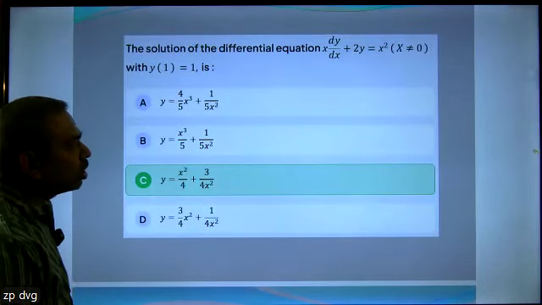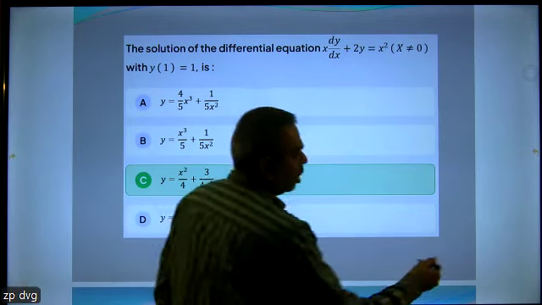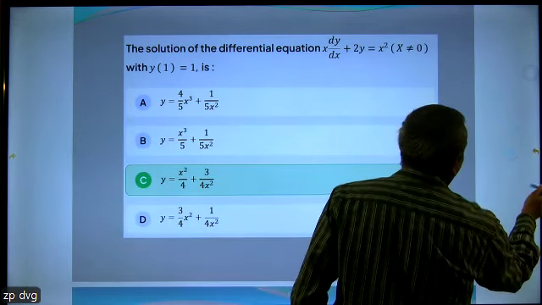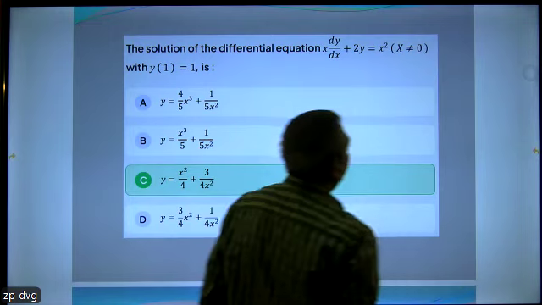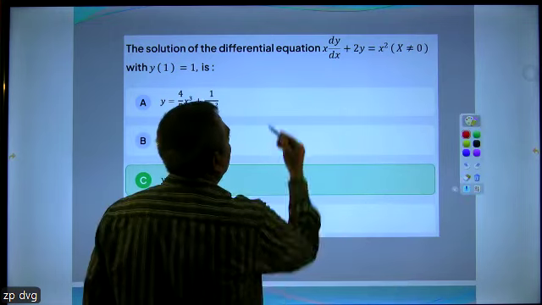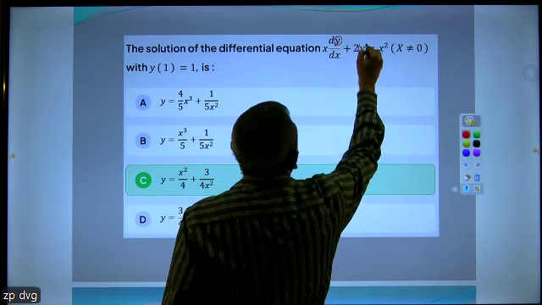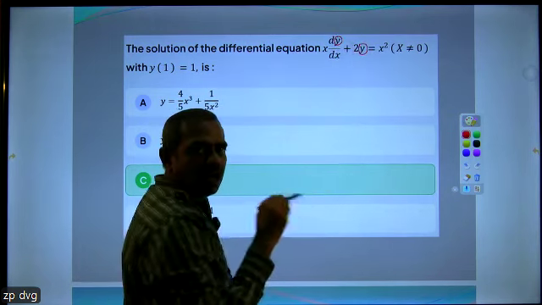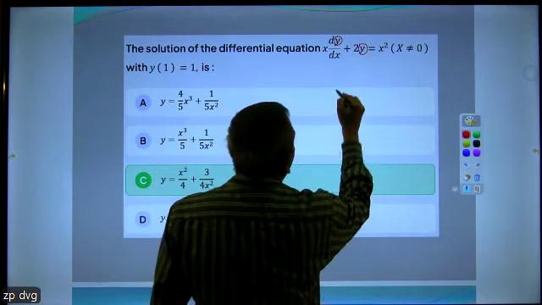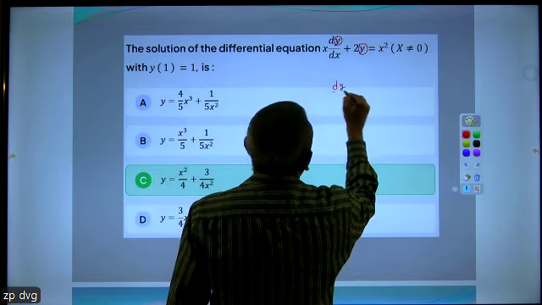One more thing I forgot to say. Just go through here. Now, here also dy is there, so y is there. Whenever dy is there and y is there, it is a linear differential equation model.